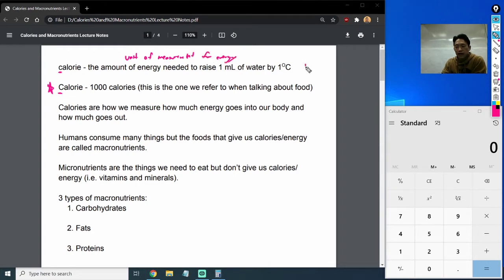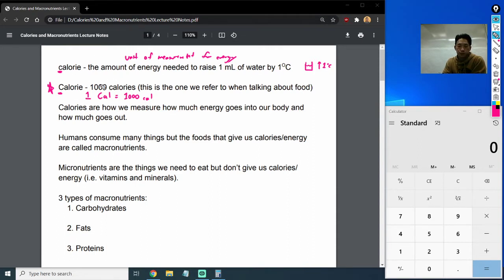Okay, so if I had a 1 milliliter cup of water, right, very, very small, and I wanted to increase the temperature by 1 degree Celsius, that's how much energy a calorie is. So it's not too much energy. Now, that's the lowercase c calorie. The calorie that we're familiar with, uppercase c calorie, is basically just 1,000 regular small calories. So if we wanted to do a conversion factor, one uppercase c calorie is 1,000 lowercase c calories. Okay, and this is the one that we refer to when we talk about food.